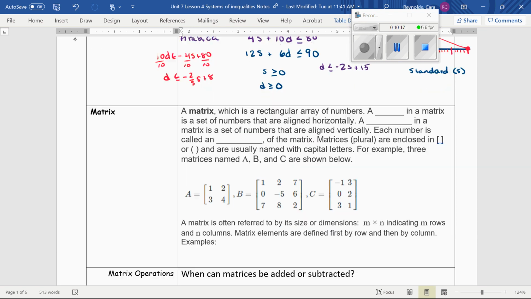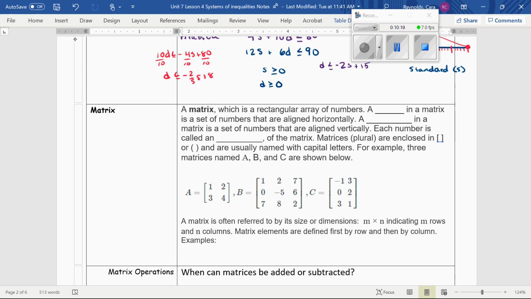That moves us into matrices, which is just another way to solve a system, and a great way for you to double check your algebra when you're going through. So you're going to rely on your graphing calculator for this. But matrices in general are a rectangular array of numbers.